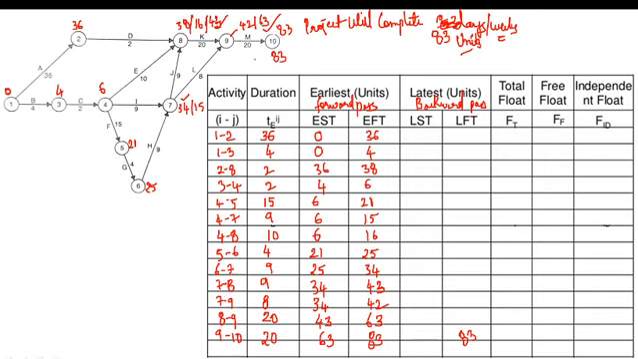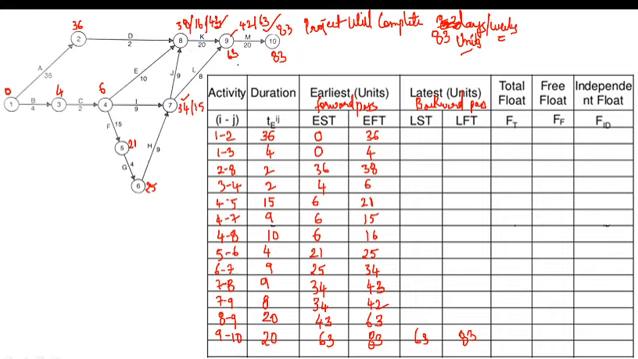83 minus 20, how much is it? 63. So latest finish time minus the duration, here it is 63. Okay. So we have got this value. Next, for activity 8 to 9, where is activity 8 to 9? Here we have activity 8 to 9. Okay.